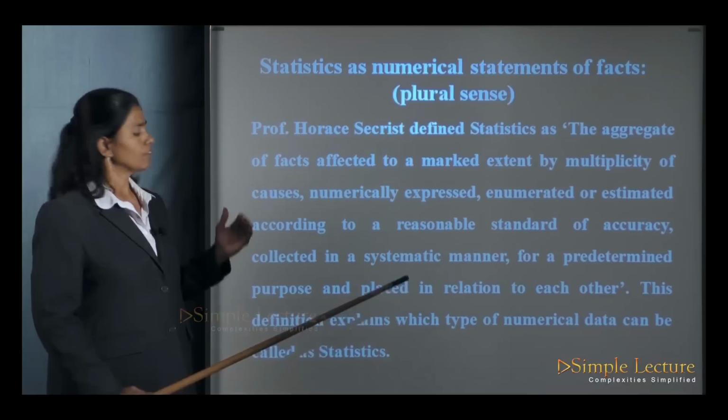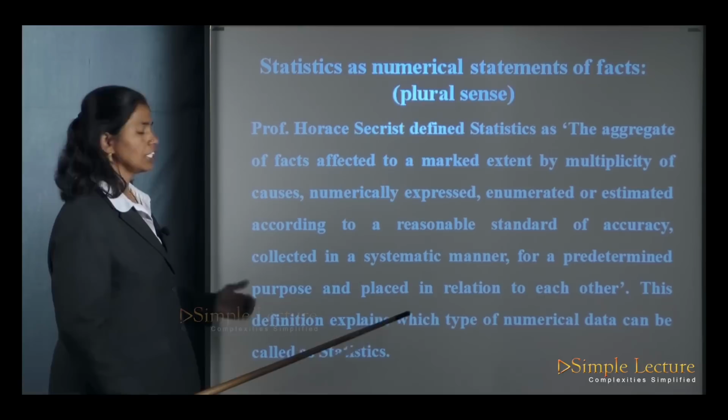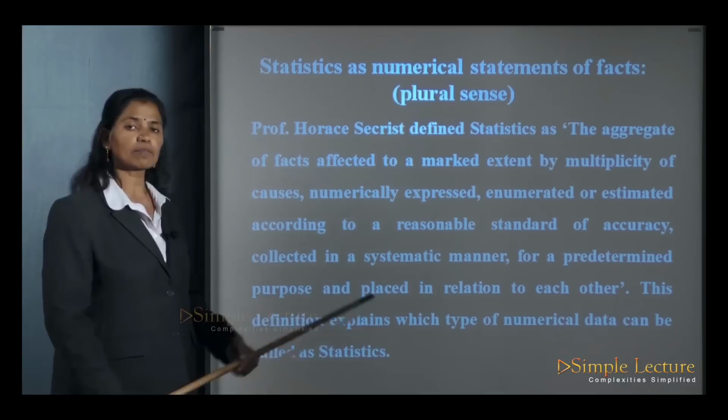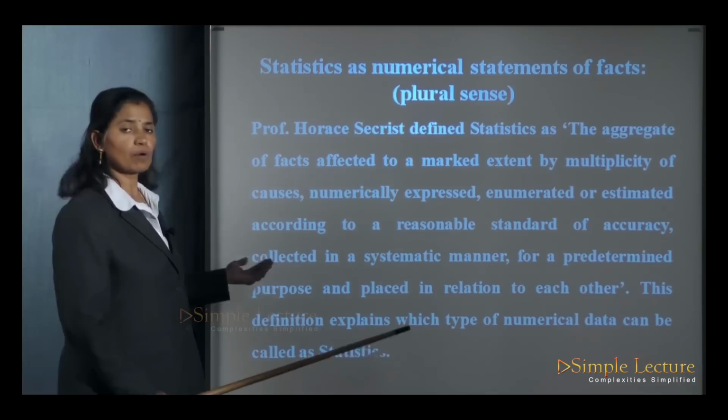Then only whatever data we are collecting will be satisfying the objectives. Now, in relation to each other, meaning whatever characteristics we are collecting, estimating and enumerating, they should be related to each other. If you collect irrelevant facts, then we cannot take a better decision, nor can we get a better solution. Hence, Horace Secrist defined statistics in this way. This is very useful to understand the characteristics as well as the functions of statistics.